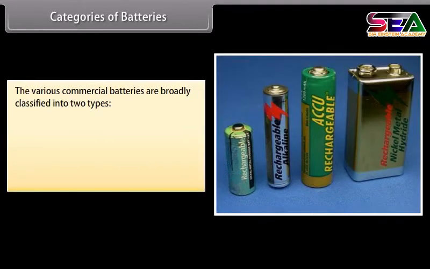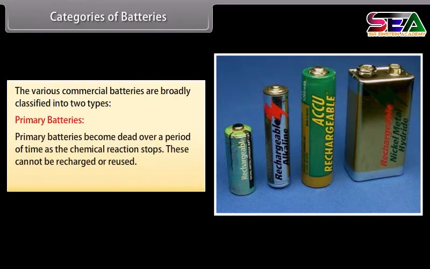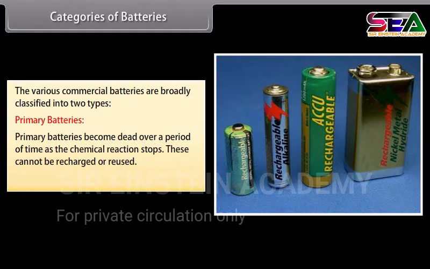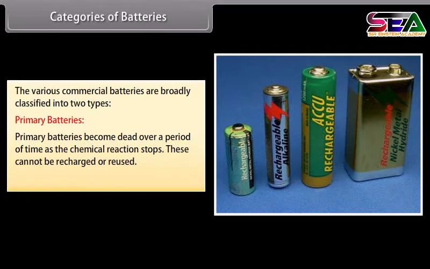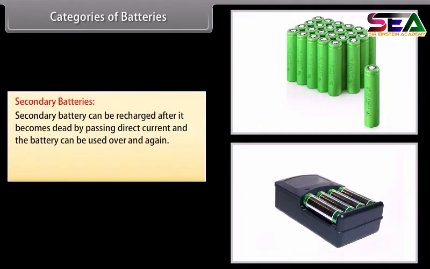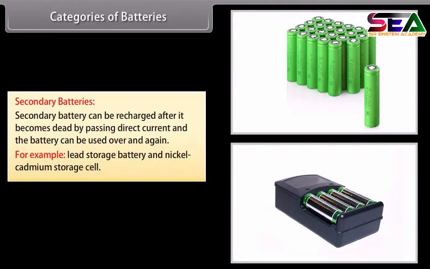Categories of batteries. The various commercial batteries are broadly classified into 2 types. Primary batteries. Primary batteries become dead over a period of time as the chemical reaction stops. These cannot be recharged or reused. For example, dry cell and mercury cell. Secondary batteries. A secondary battery can be recharged after it becomes dead by passing direct current, and can be used over and over again. For example, lead storage battery and nickel-cadmium storage cell.